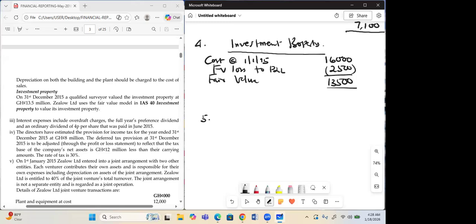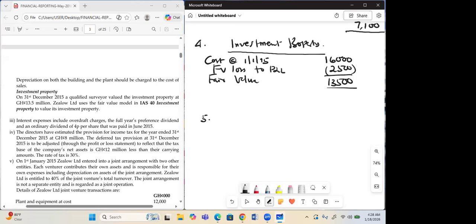But the irredeemable one means the person cannot come back for the capital. So if somebody has given you his money and you are working with it, you are paying the person returns, but the person cannot come for the capital, then it's behaving like ordinary shares. True or false? True. So because it's behaving like ordinary shares, the substance will be an ordinary share. Therefore, any dividend we pay on it, we'll classify it as real dividends in the statement of changes in equity.